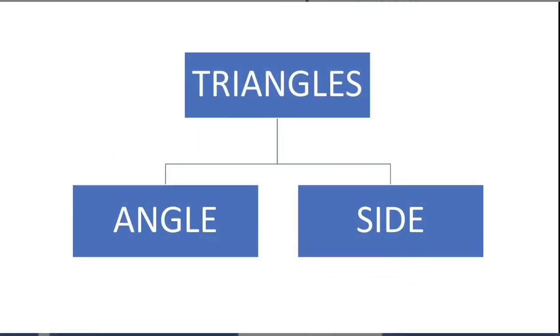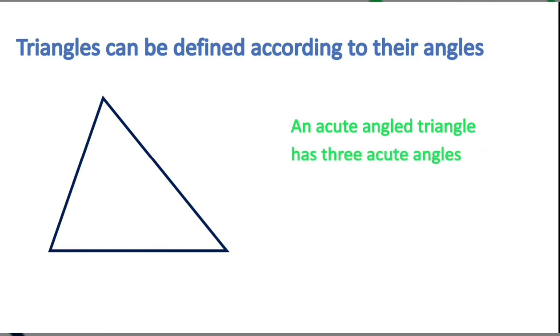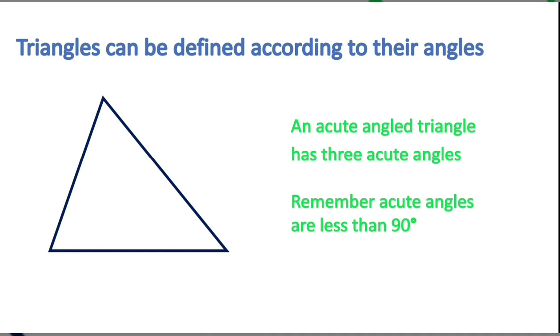Let's look at defining triangles according to their angles. An acute angle triangle has 3 acute angles. Remember, acute angles are less than 90 degrees. This means the 3 angles in this triangle are less than 90 degrees.